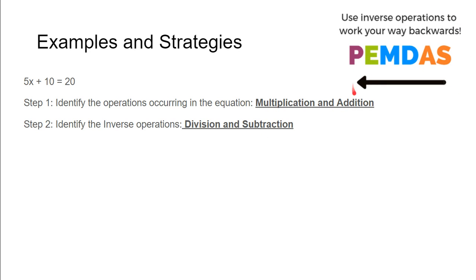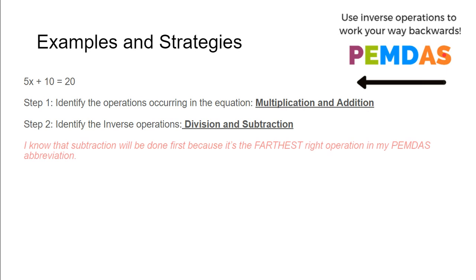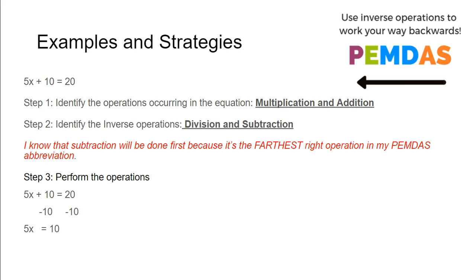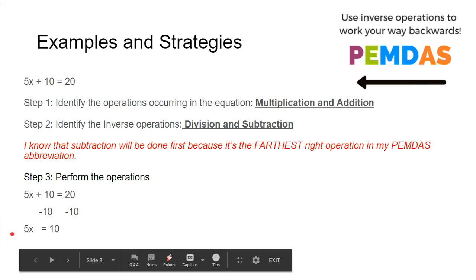Then I'm going to be looking at my diagram. I'm going backwards, so I'm looking for whichever comes farthest to the right. Subtraction is farthest to the right, so that's what I'm going to start with. Now I'm going to perform these operations. I have 5x plus 10 equals 20. I'm going to subtract 10. I have 5x equals 10 now.